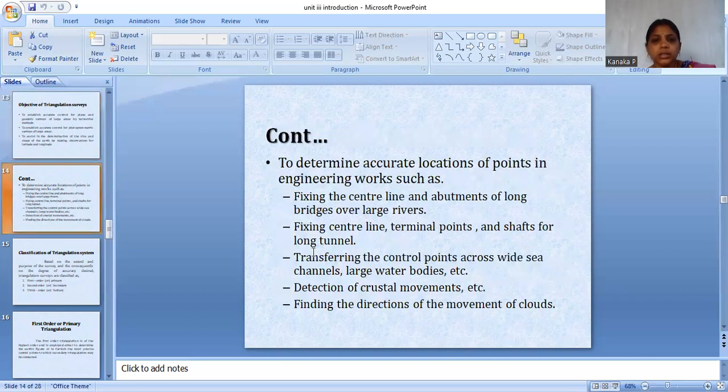And then there is fixing the center line of works such as bridges over large rivers, fixing center lines, terminal points, and tunnel alignments, and determining the direction of crustal movements, etc. So finding the direction of the movement of clouds. All of these are uses of the triangulation methods.